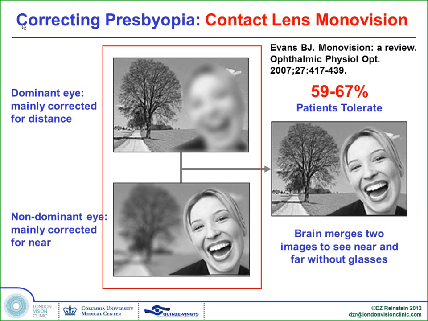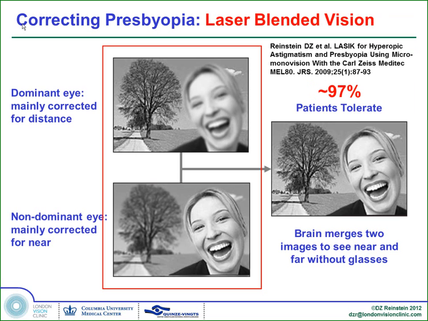What we're doing here is, by using spherical aberration, we're increasing the edge detection at near for the distance eye and at distance for the near eye. And so most patients confuse these two images and tolerate this micro-monovision. It's because of the increase of depth of field that the micro-monovision is tolerated.